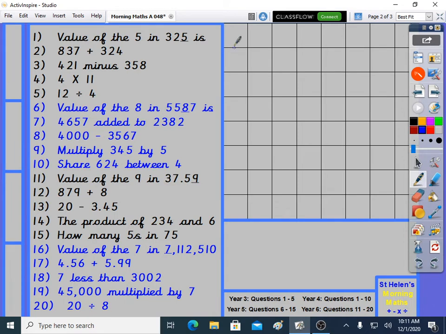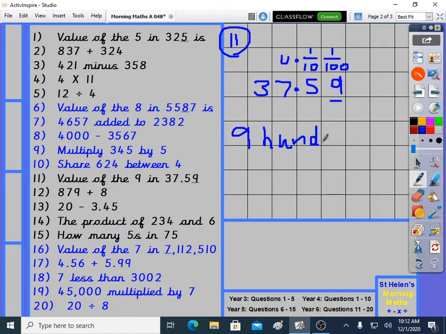Year 5 level, value of the 9. Value of the 9 in 37.59. So this is decimal place value here. 37.59. We want the 9. I always go to units because I know that's before the decimal point. Then tenths, and then hundredths. So we're looking at 9 hundredths. That's what that's worth.